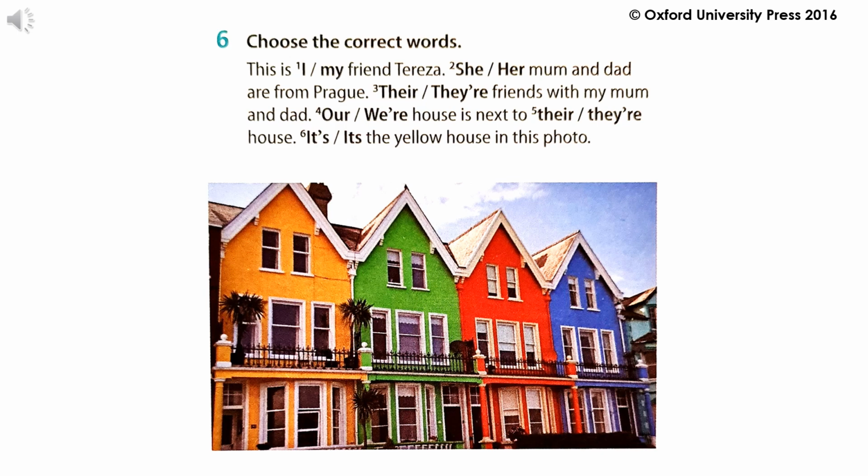Exercise 6. Choose the correct words. This is my friend Teresa. Her mum and dad are from Prague. They are friends with my mom and dad. Our house is next to their house. It's the yellow house in this photo.